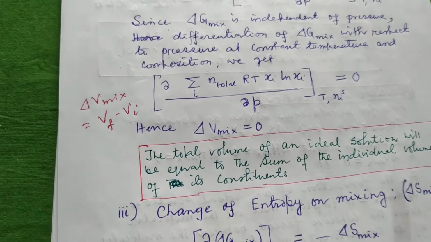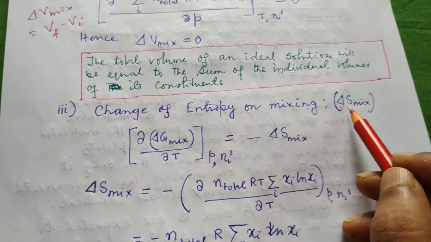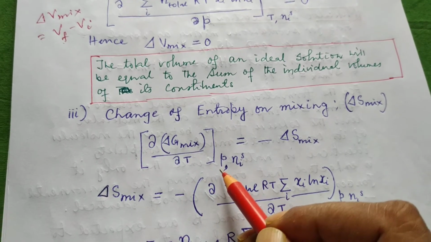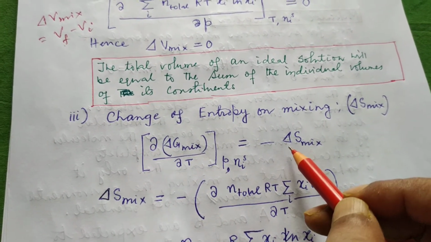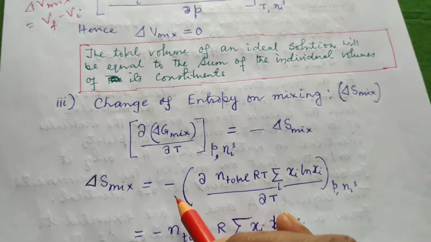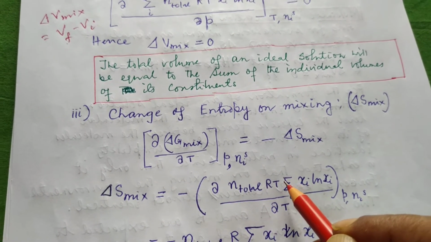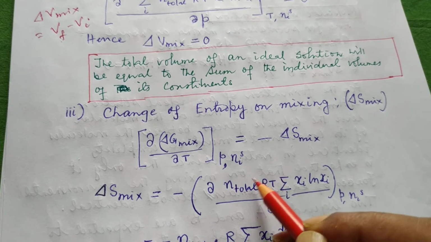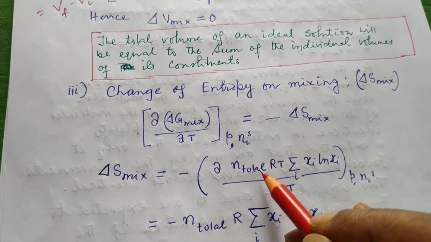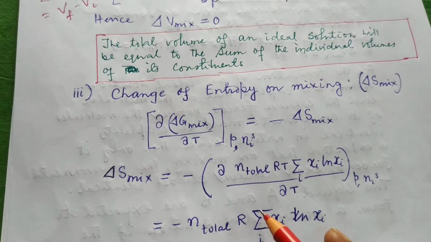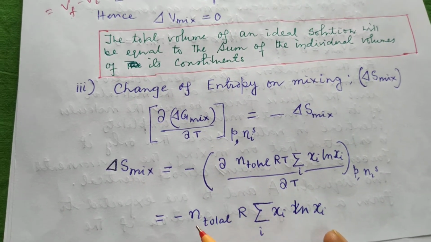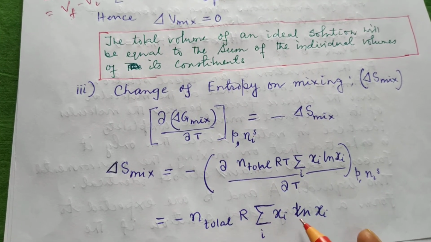Next we come to the change of entropy on mixing, ΔS mix. Now, (∂ΔG mix/∂T) at constant pressure and composition equals minus ΔS mix. We know it. Therefore, ΔS mix equals minus ∂(n_total RT Σ xi ln xi)/∂T at constant pressure and composition. So this becomes ΔS mix equals minus n_total R Σ xi ln xi.